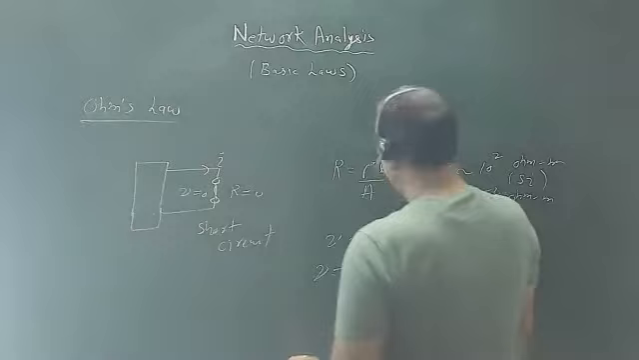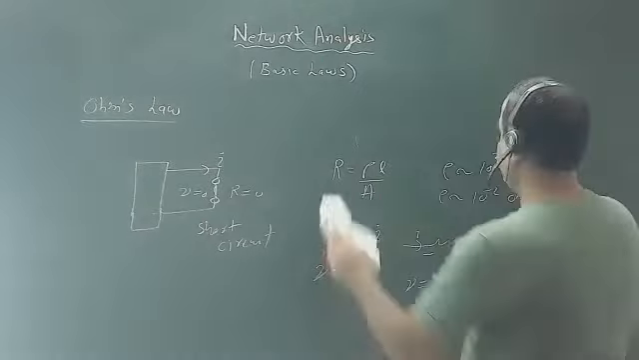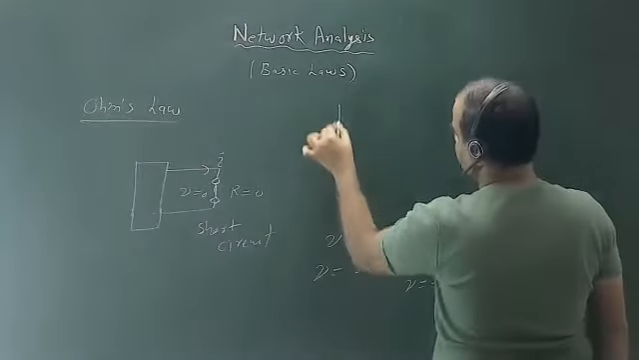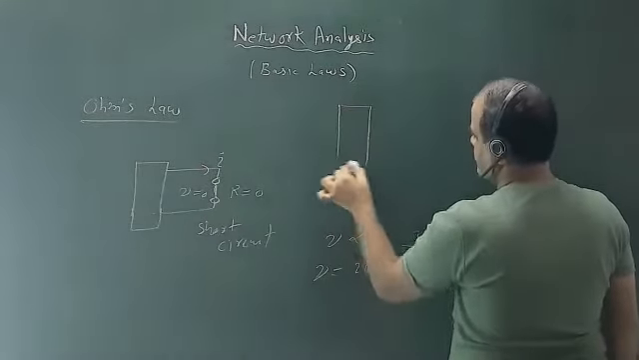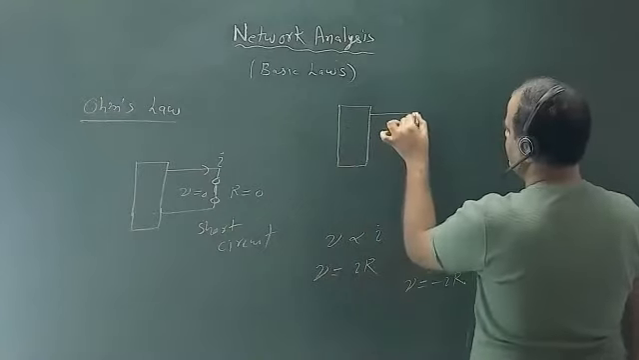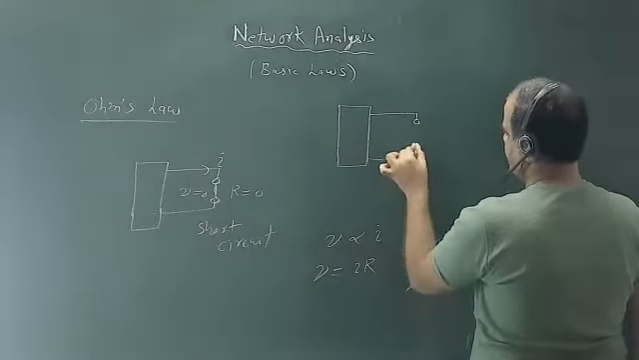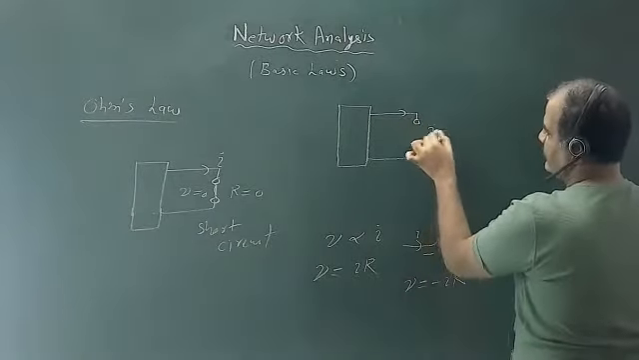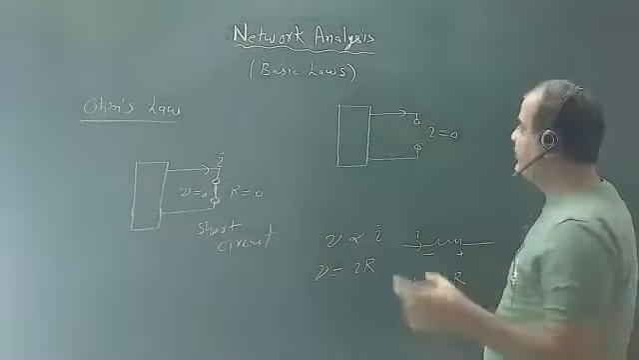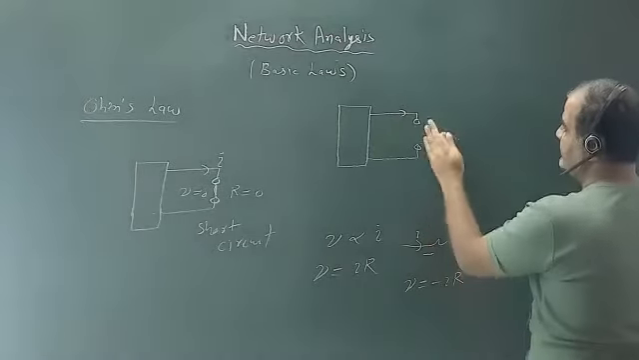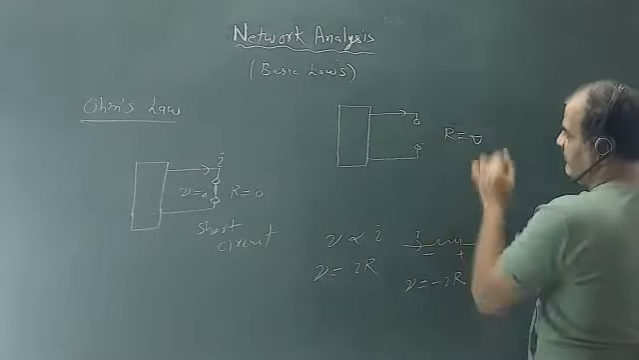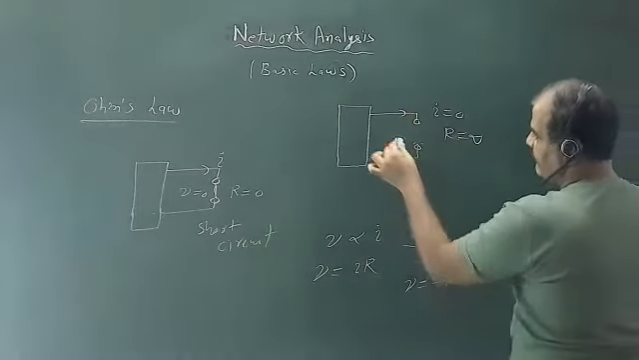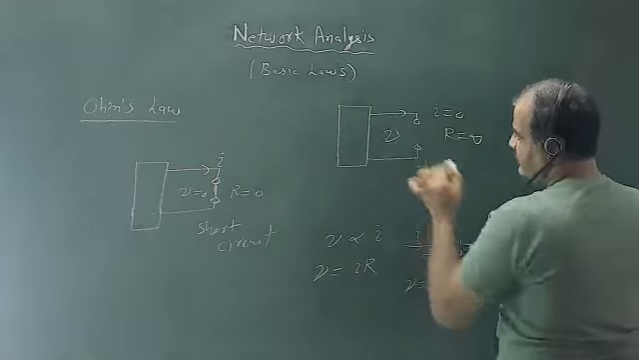Now, what is an open circuit? Sometimes we also encounter open circuits in our circuits. Open means there is no current flowing. Open means the resistance is very high, infinite. That's why your current is zero, but there will be voltage. The voltage will not be zero.